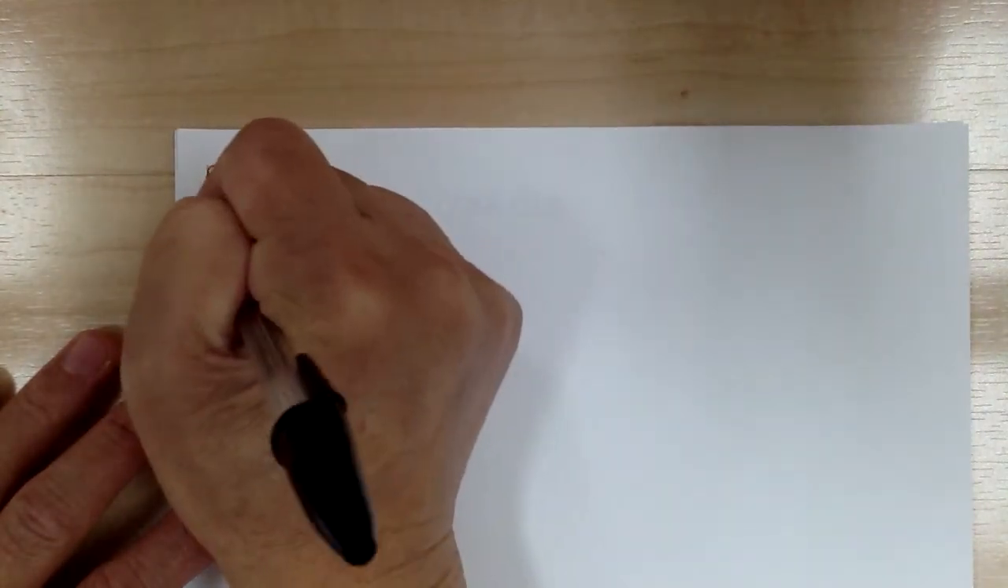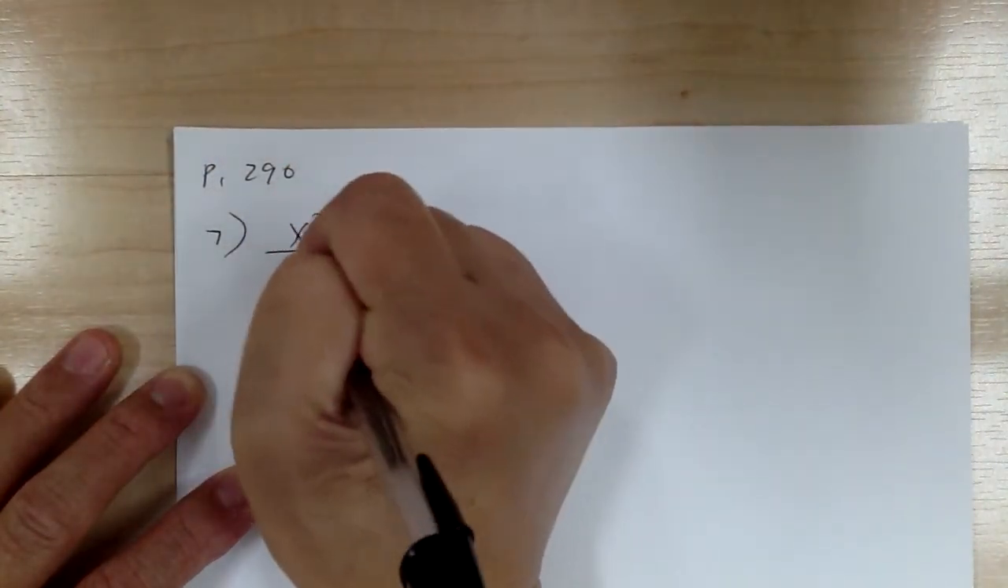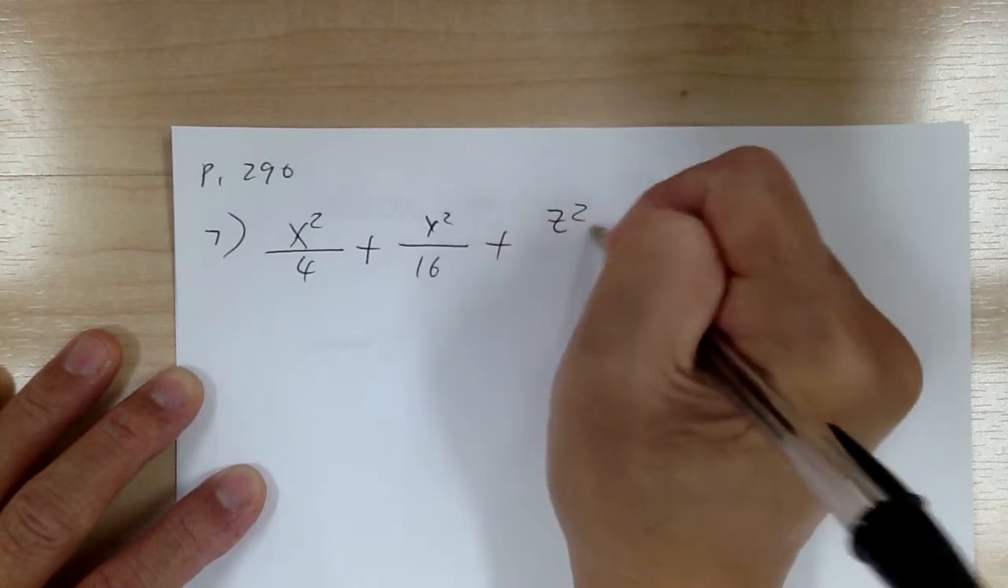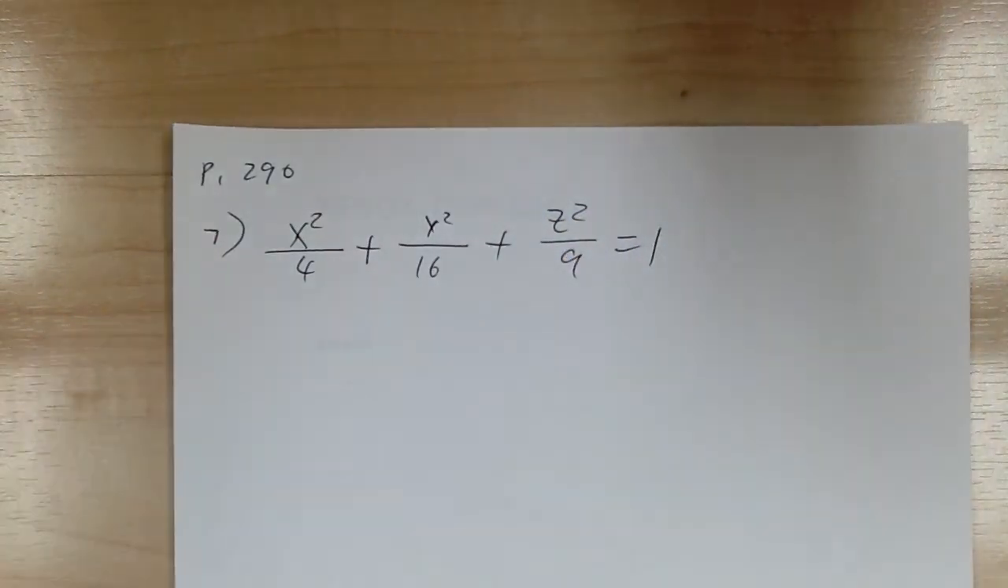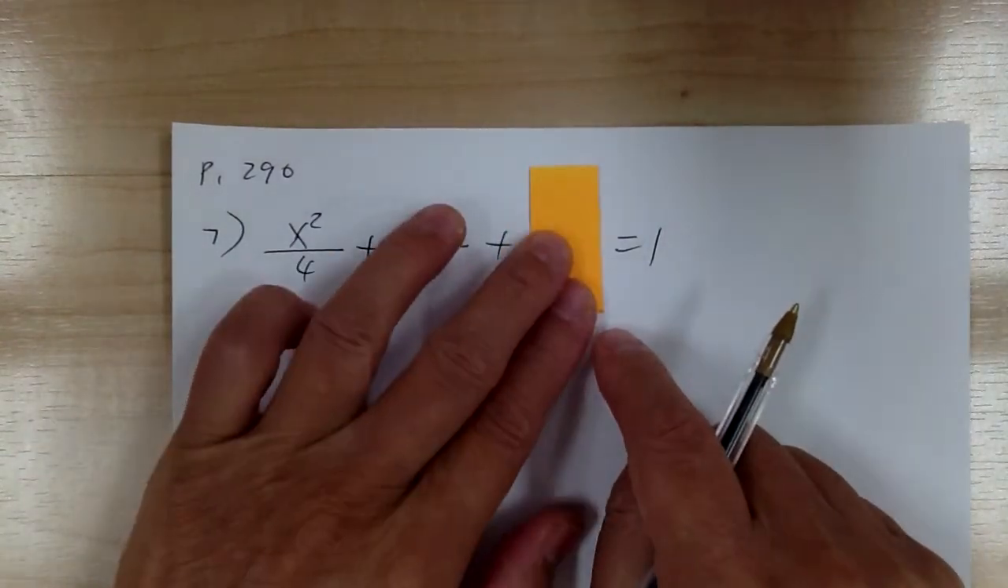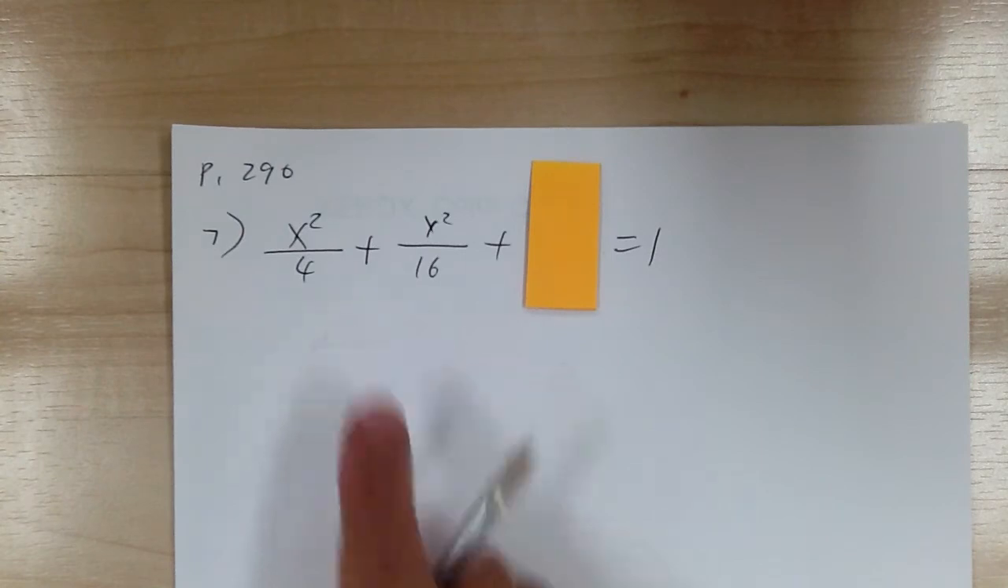Okay. Let's go to number 7. We have x squared over 4 plus y squared over 16 plus z squared over 9 equal to 1. So to graph these, you have to treat one of the variables as equal to 0. First you treat this as a 0, so get rid of that. Basically focus on this ellipse.